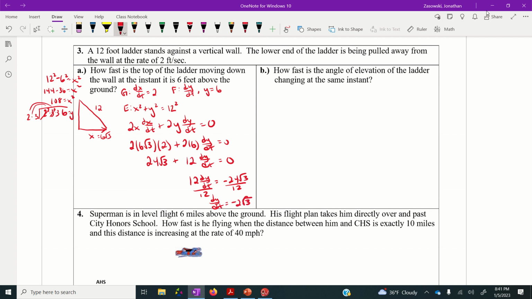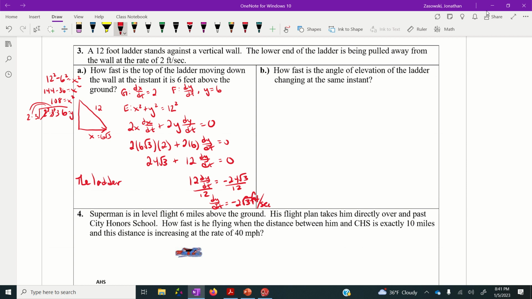So we can say that the ladder, right, how fast is the ladder moving down the wall? The ladder is moving down the wall at a rate of 2 radical 3. Keep in mind we need feet per second. All right, I'll let you guys finish this, fill that in for yourselves there.